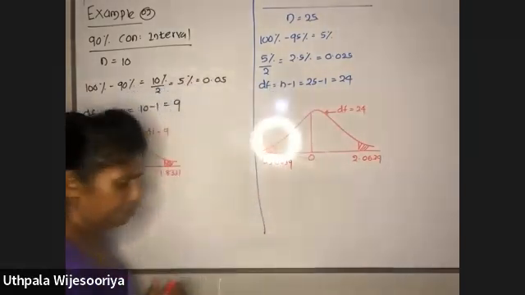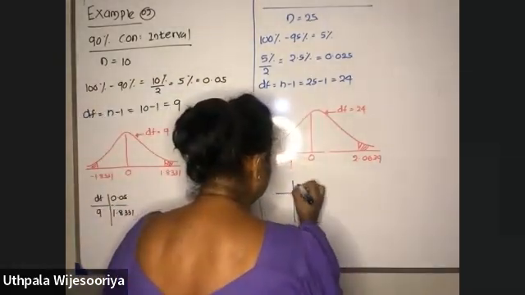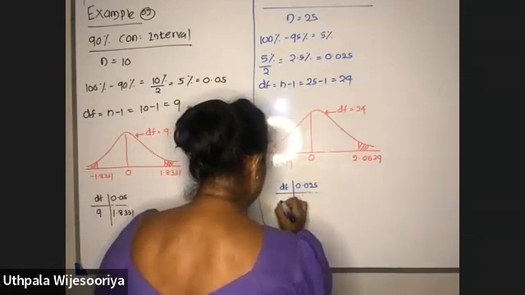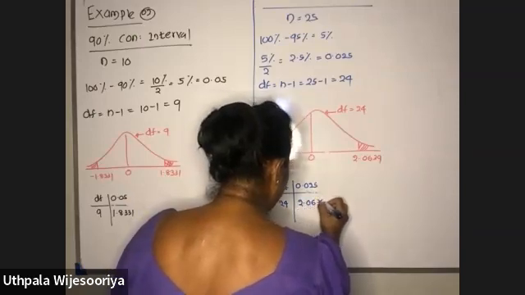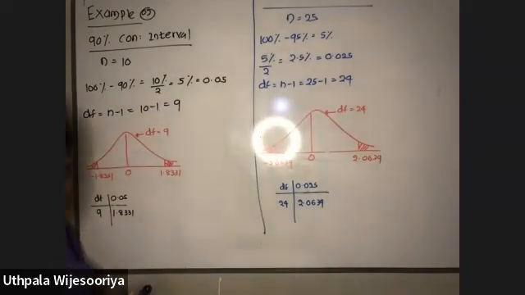Take your table and check again: 0.025 with degree of freedom 24 gives 2.0639. This is the method of how to follow your t table.